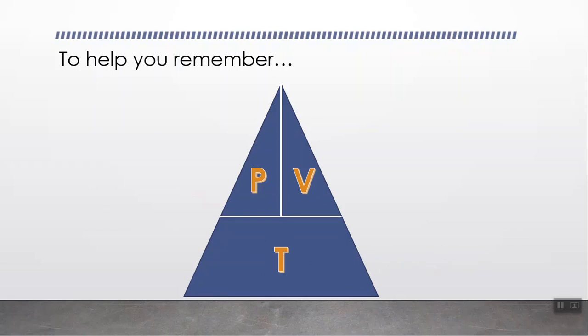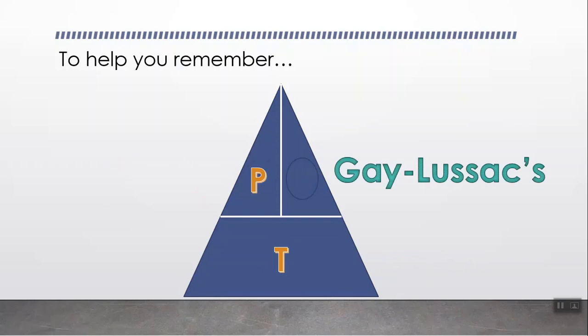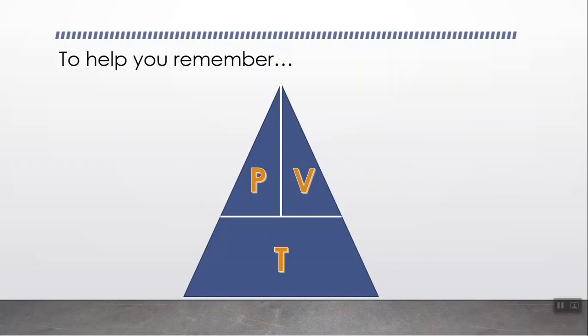Let's say it's another problem. They give you volume and temperature, and they don't give you pressure. Let's cover it up. Well, what does that look like? V over T. V1 over T1 is equal to V2 over T2. There's Charles's Law. Last one, the problem gives you pressure and temperature, doesn't give you volume. That right there is Gay-Lussac's Law. Okay, so this is to help you remember the 3 different laws and the 3 different formulas and the 3 different relationships.